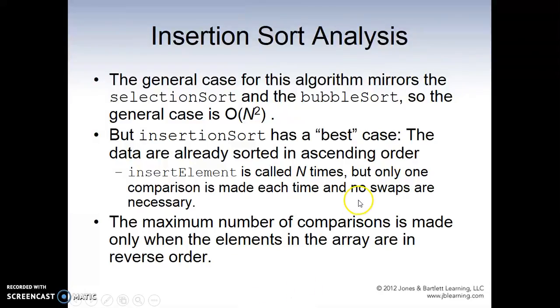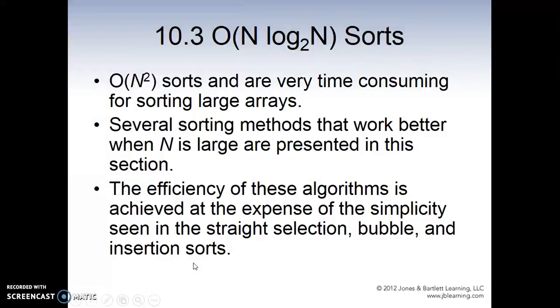The maximum number of comparisons is made only when the elements in the array are in reverse order. Now, n-squared sorts are very time consuming for sorting large arrays. So several sorting methods that work better when n is large are presented in this section, which are called the n log n sorts. The efficiency of these algorithms is achieved at the expense of the simplicity seen in the straight selection, bubble, and insertion sorts. Okay, so we look at this.